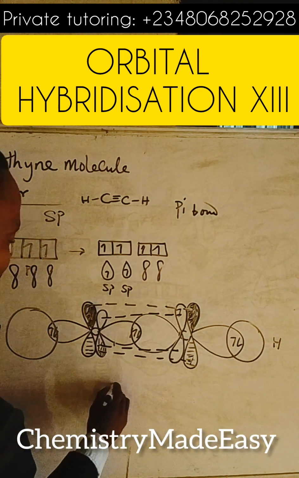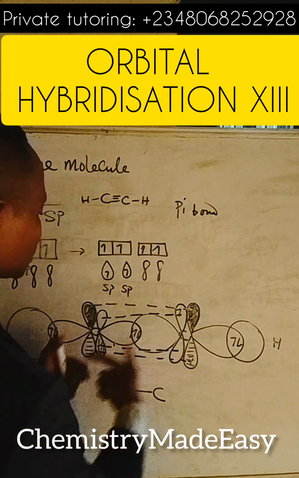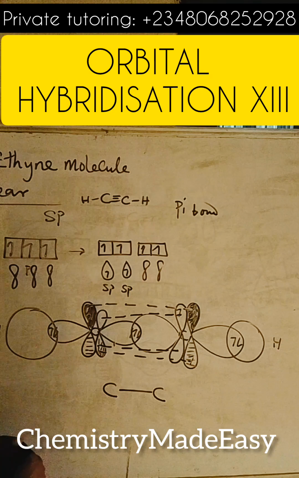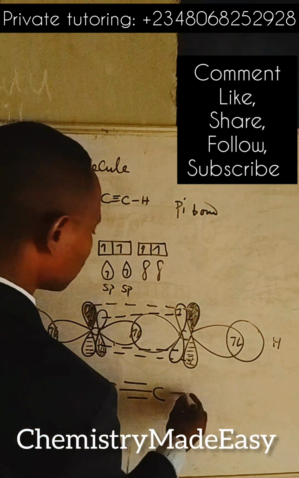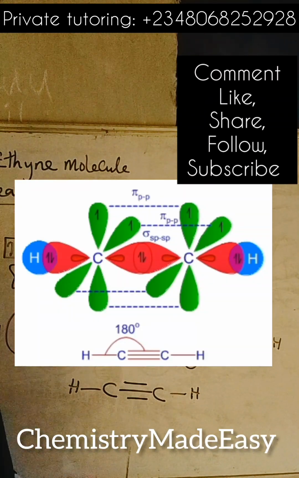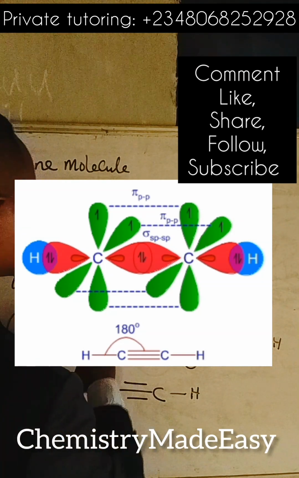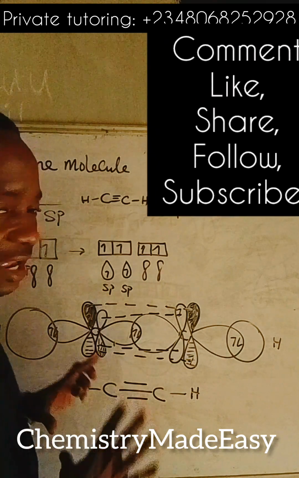In all, we now have carbon with a sigma bond formed in between 2 hybridized orbitals, and 2 additional pi bonds with hydrogen. And if you see this, it is a linear shape. If you study this, you see that it has assumed a linear shape because of the way the hybridized orbitals arranged themselves.